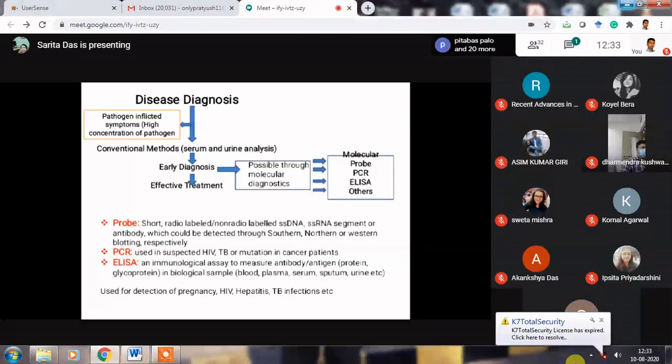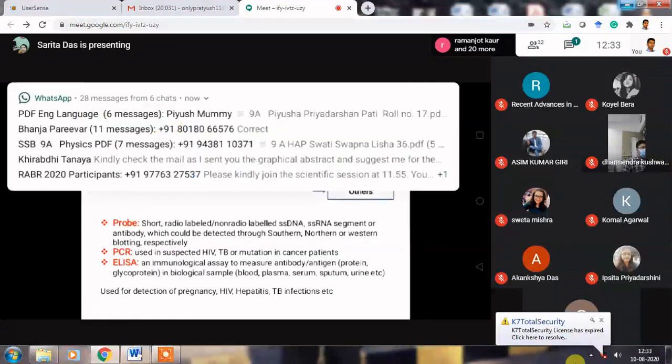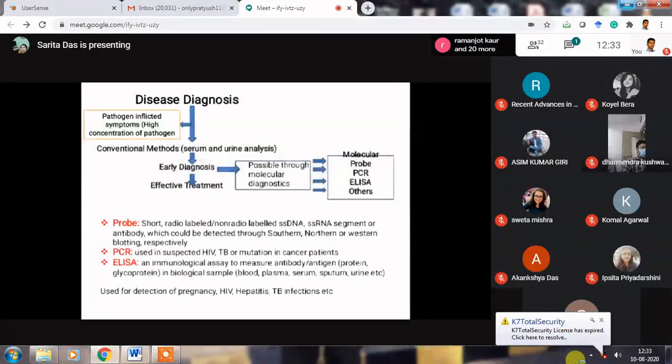So, single-stranded DNA or RNA segments and antibodies can be detected: if it is a DNA, then through Southern blot; if it is an RNA, then Northern blot; or if it is an antibody, then through Western blot detection. PCR is used in case of suspected HIV, tuberculosis patients, or for mutations in cancer patients. Then ELISA is an immunological assay, enzyme-linked immunosorbent assay.